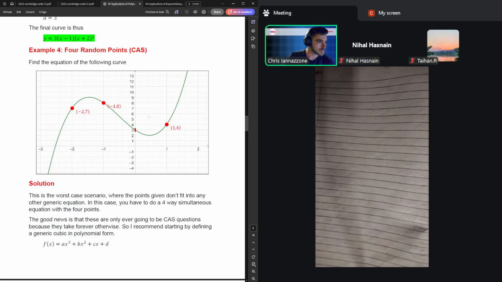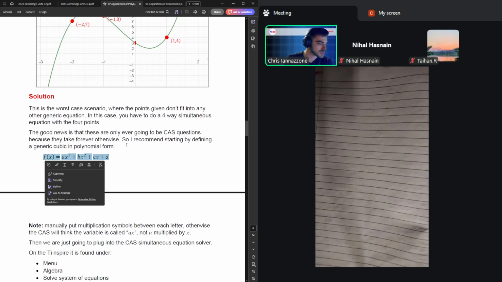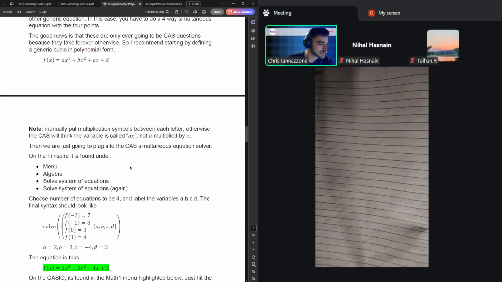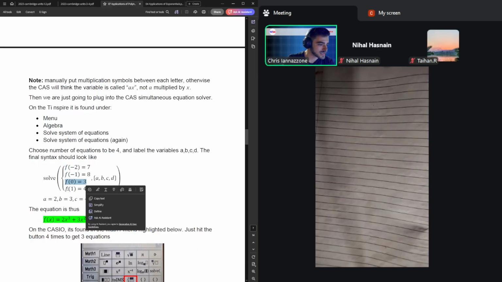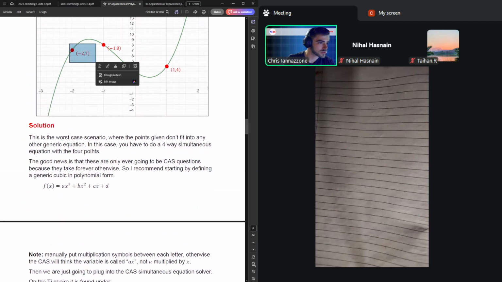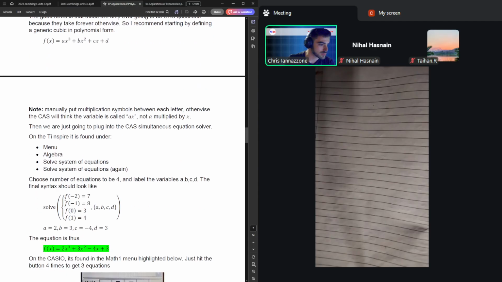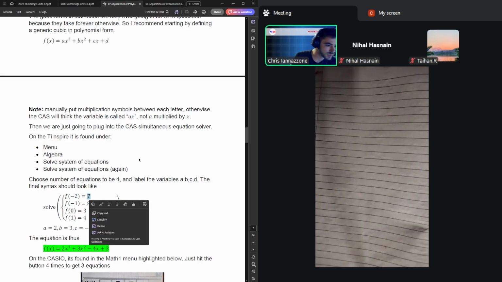And lastly, if you have 4 random points, we looked at this one in last class, basically you would do a full simultaneous equation. So you would define this directly in your CAS, the whole expanded polynomial, ax cubed plus bx squared plus cx plus d, and in your simultaneous solve, you're going to put all the points in equation form. All right, so for instance, we have negative 2, 7 as one of the points. That's going to correspond to f of negative 2 equals 7, because that's where the x goes and that's where the y goes.